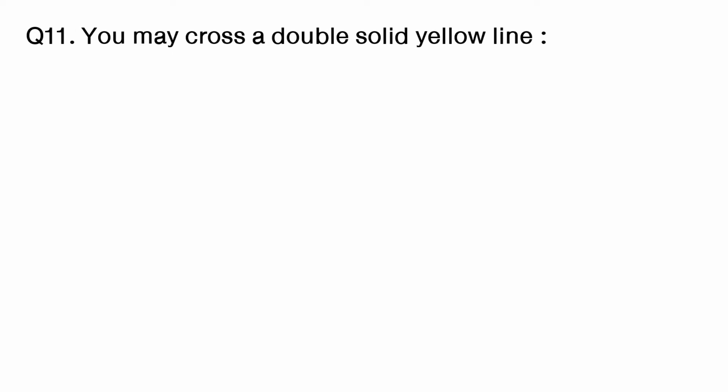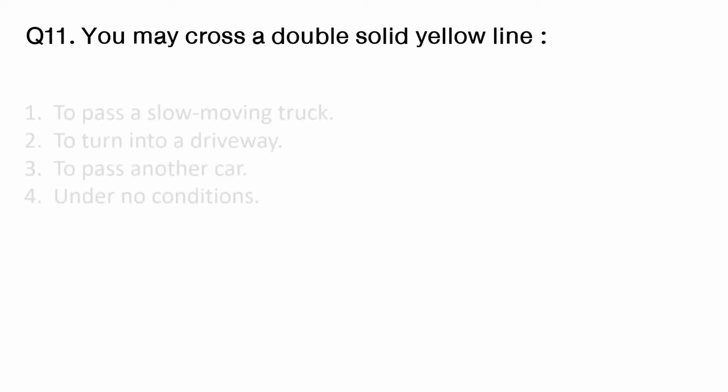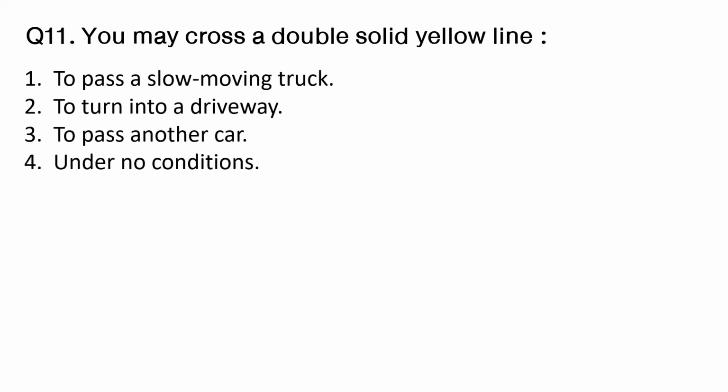Question: you may cross a double solid yellow line. Option number 1. To pass a slow moving truck. Option number 2. To turn into a driveway. Option number 3. To pass another car. Option number 4. Under no conditions.